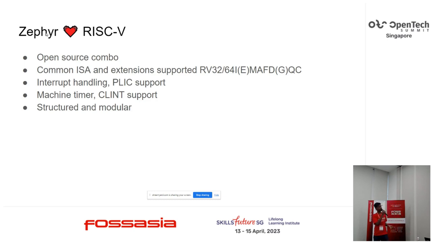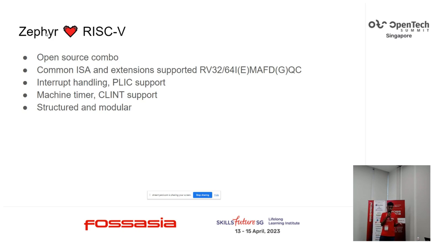The first point is that both are open source in nature. Anybody supporting RISC-V, I think, inherently wants to be open source. The silicon is already open source, the IC is open source, and you don't want to run closed source software on open source silicon or IC.